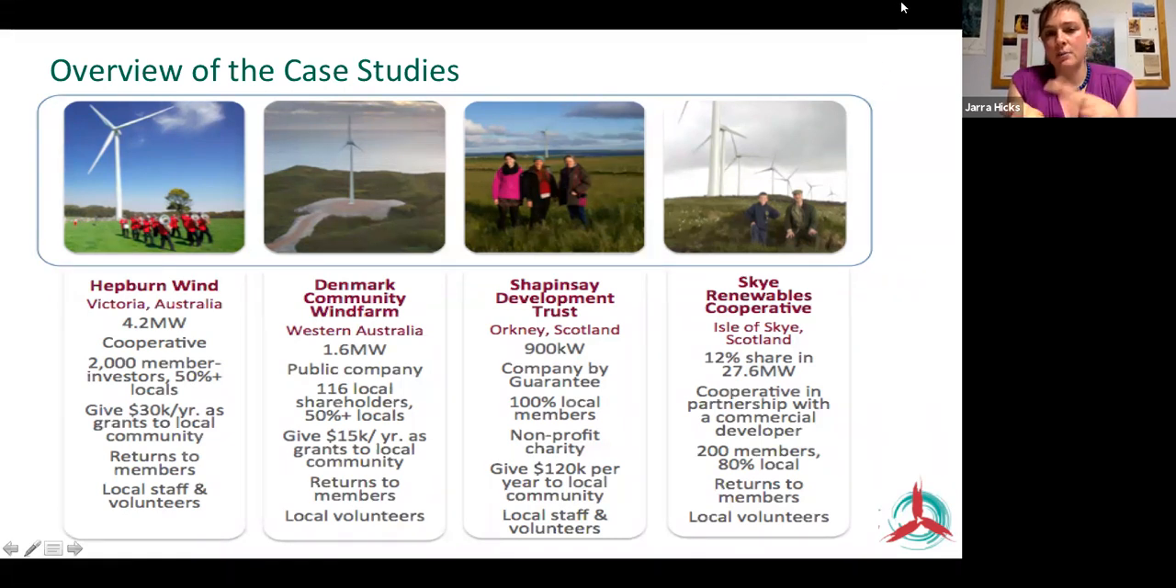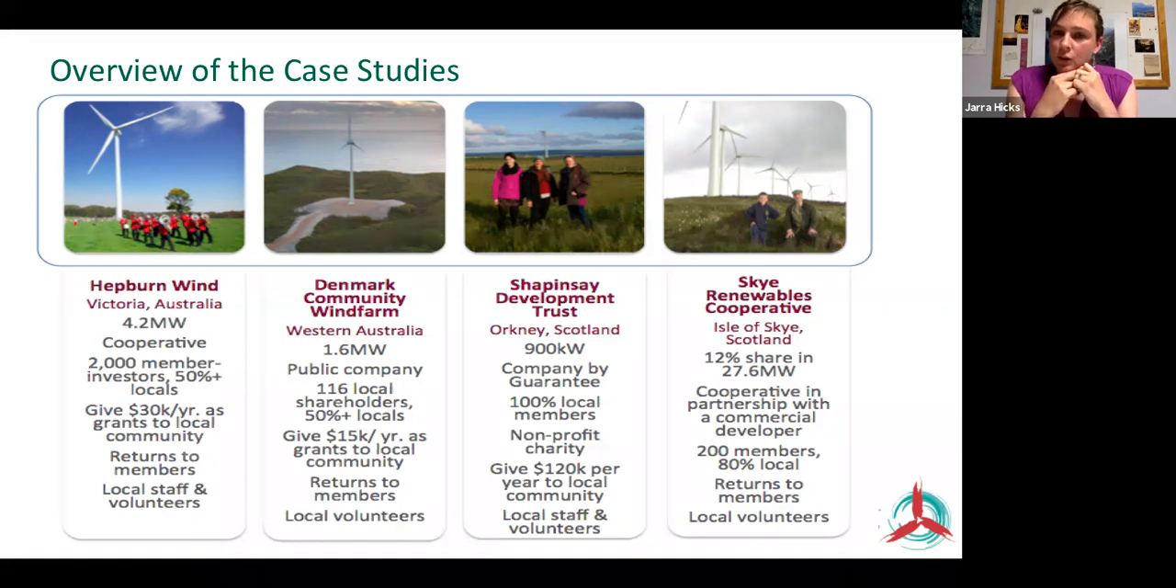This is what I'd call a partnership between a corporate development and a community cooperative. So a corporate developer set up a larger project on the Isle of Skye. It's a 27 megawatt wind farm. And a community cooperative owns a share in that wind farm. So the community cooperative has 200 members, 80% of whom are local people, and what they've bought into is actually a royalty right in the surplus of the wind farm. So they're guaranteed at least a 6% return each year. Sometimes the return's been as high as 12% because Skye is an awfully windy place.